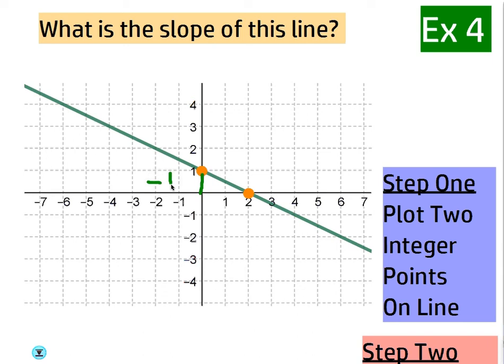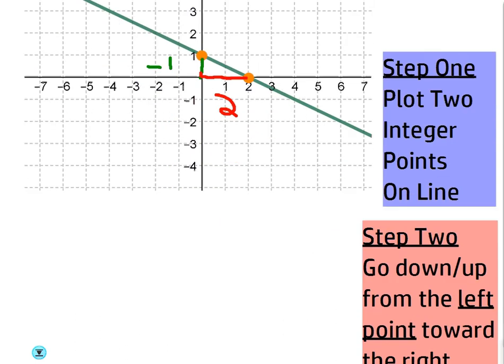So I'm going to record -1 there. And then how many units over do you have to go? 2. So therefore the slope would be -1 divided by 2.